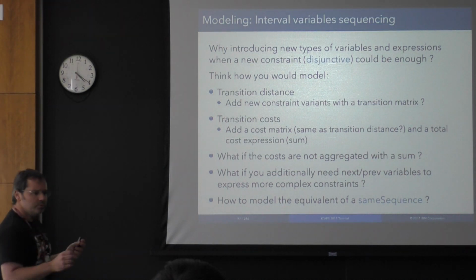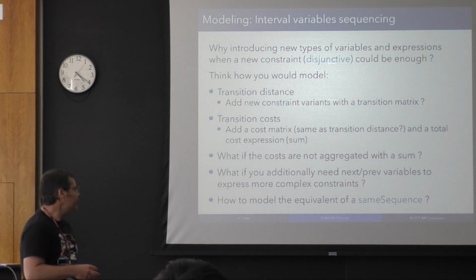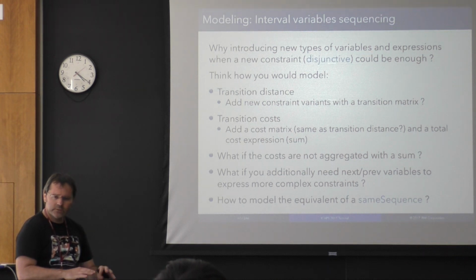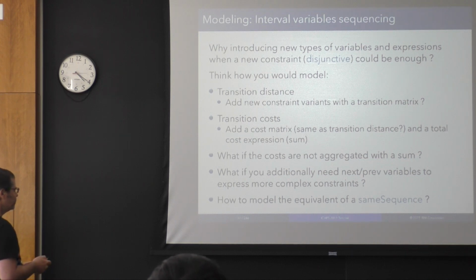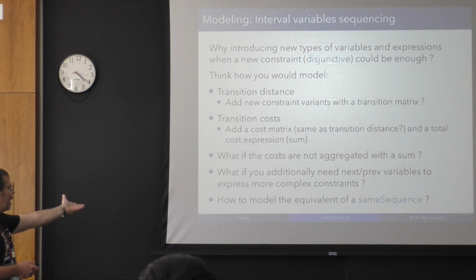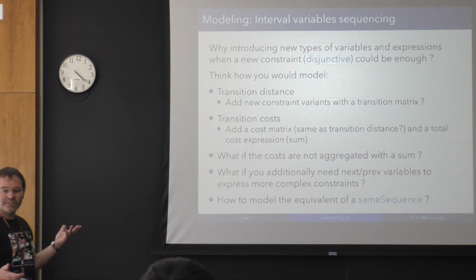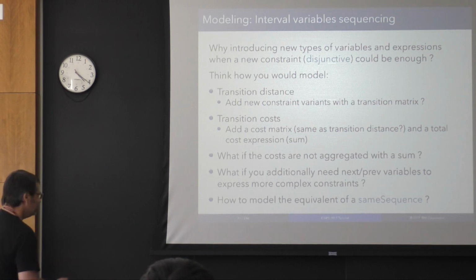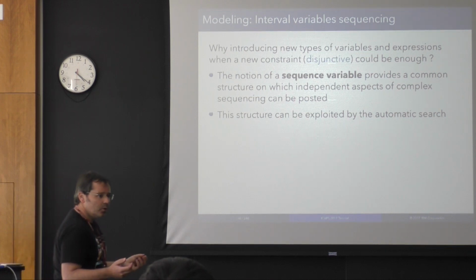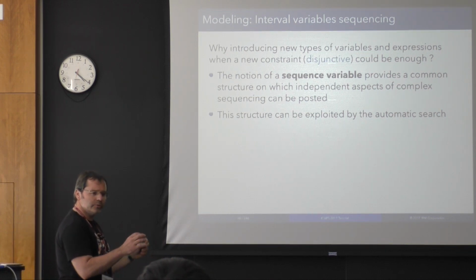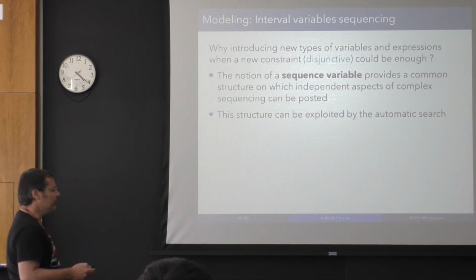Here our approach is more to extend the notion of variable itself when it's needed, so that you have lower bricks to mix and build your models, and it's much easier to build. Or, for example, if you only have a disjunctive constraint, how do you model a same sequence constraint between two disjunctive constraints? A disjunctive constraint is not a variable, so it's very difficult. Also, the notion of sequence variable allows us to extract some structure of the problem and give it to the search, and the search of course exploits this notion of sequence variables.